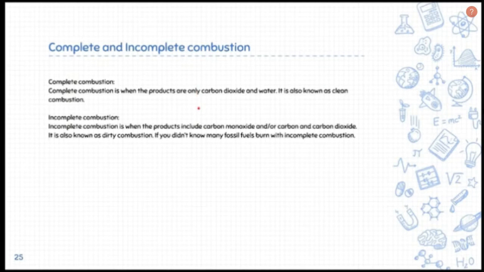Complete and incomplete combustion. Complete combustion is when the products are only carbon dioxide and water. It's also known as clean combustion. Meanwhile, incomplete combustion is when the products include carbon monoxide and/or carbon and carbon dioxide. It's also known as dirty combustion. If you didn't already know, many fossil fuels burn with incomplete combustion, and it's really, really harmful for the environment and for the body.